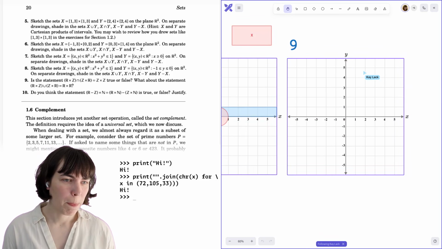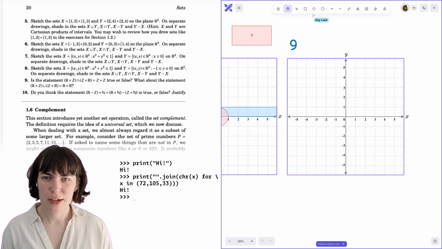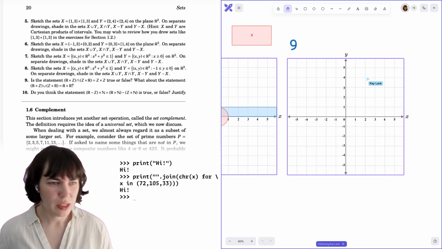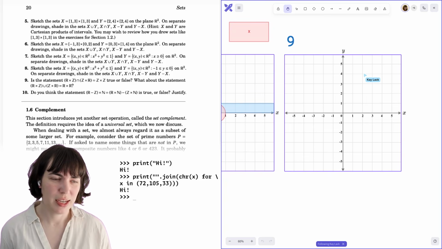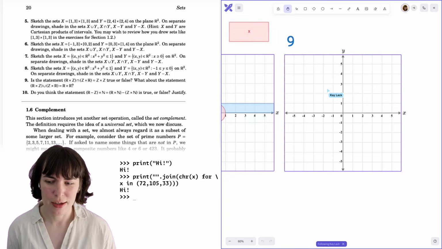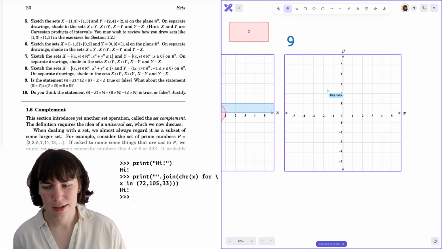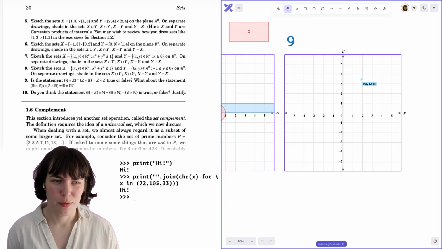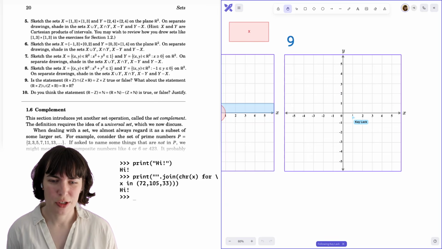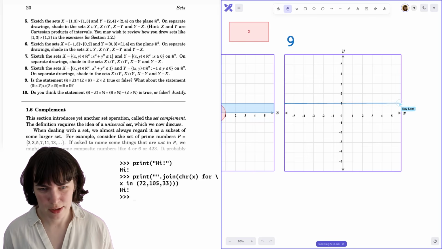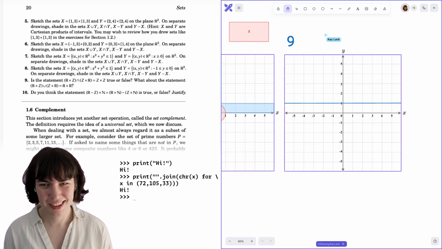So if we're taking the Cartesian product of the real numbers and the integers, with the real numbers being the x, so it's going to be a set of vertical lines. Sorry, horizontal. Terrible.